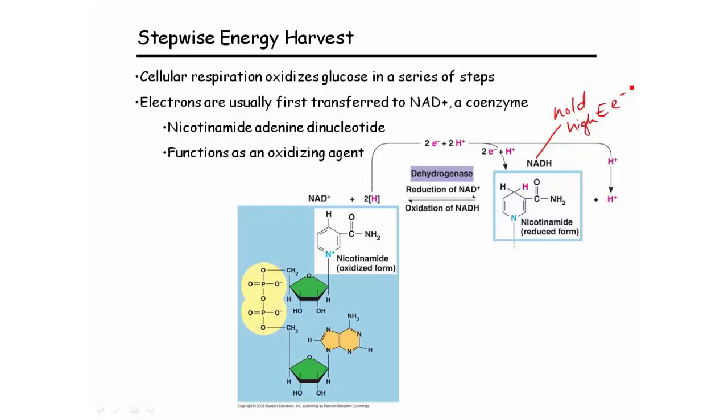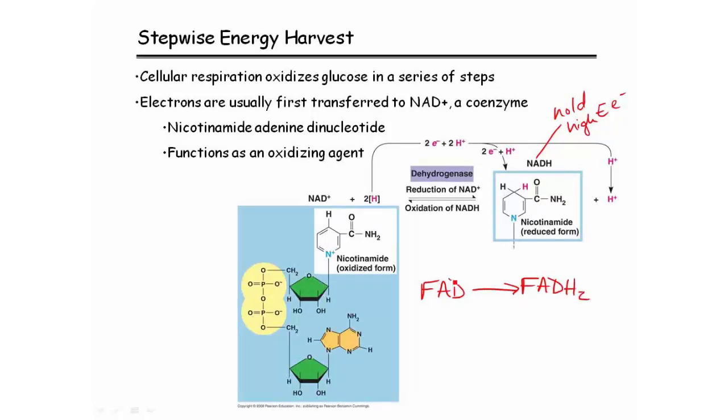If NADH passes those electrons on to another molecule, it will be oxidized, and in that manner it will turn back into NAD+. NAD+ will do most of the initial collecting of the electrons. However, we will have one other molecule that does collect a few electrons. The oxidized form of this molecule is FAD, and its reduced form is going to be FADH2.